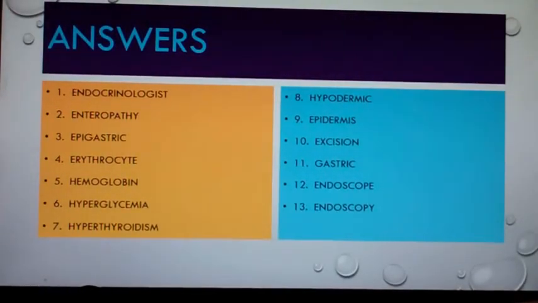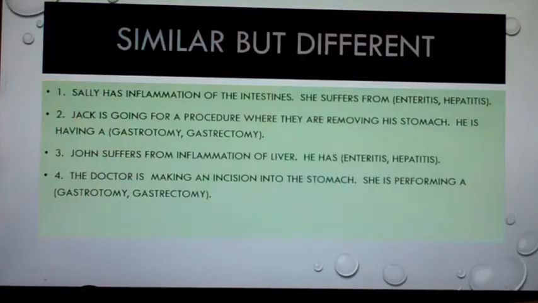Answers. Number 1 is endocrinologist. Number 2 is enteropathy. Number 3 is epigastric. Number 4 is erythrocyte. Number 5 is hemoglobin. Number 6 is hyperglycemia. Number 7 is hyperthyroidism. Number 8 is hypodermic. Number 9 is epidermis. Number 10 is excision. Number 11 is gastric. Number 12 is endoscope. Number 13 is endoscopy.